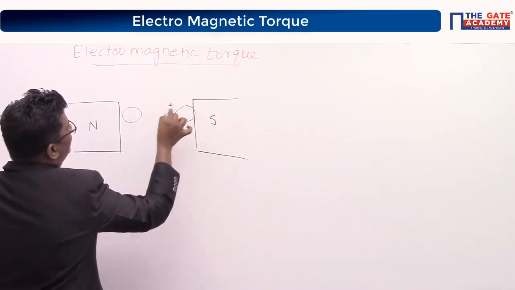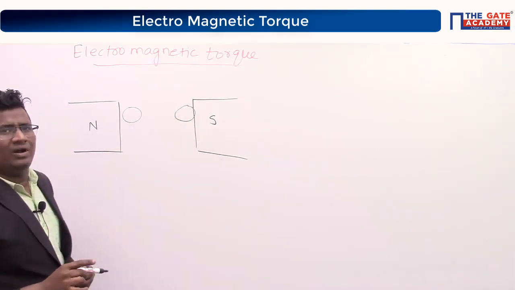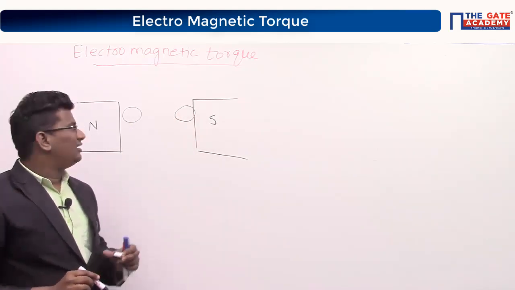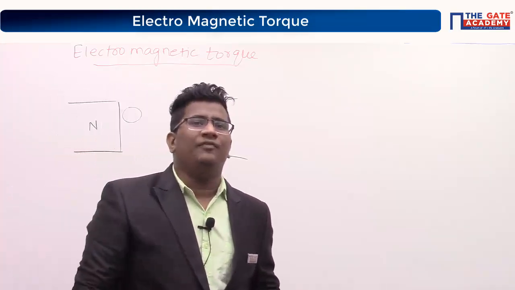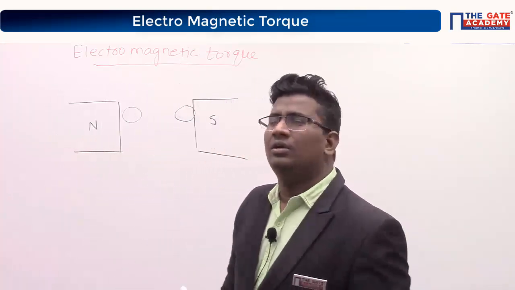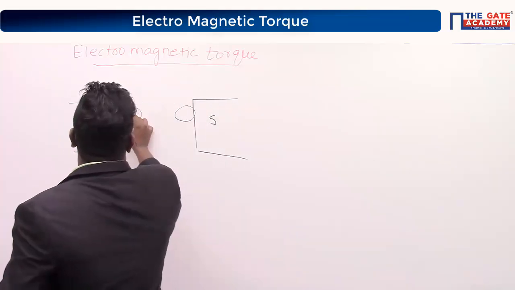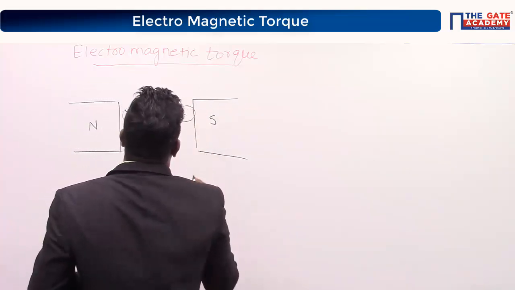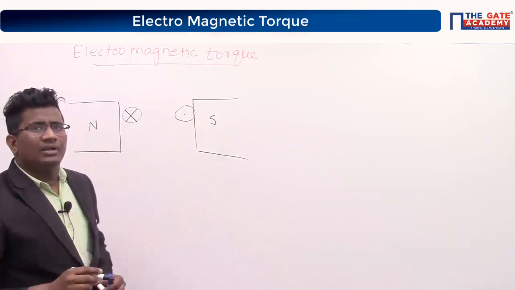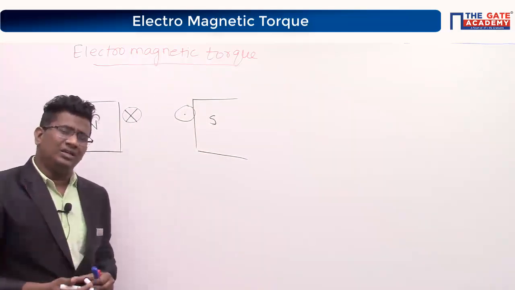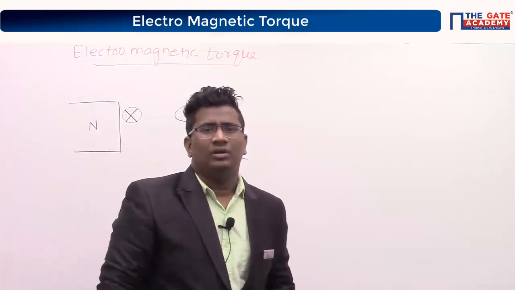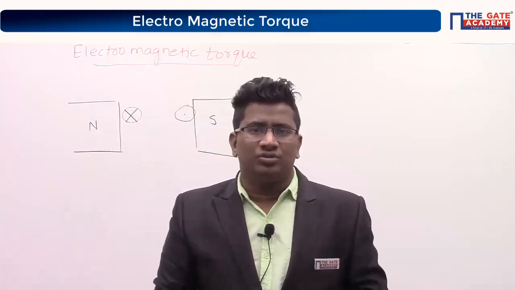2 conductors are there, 1 conductor under the north pole, another conductor under the south pole. Tell me, under the north pole, what is the polarity of induced EMF? Cross polarity. Under the south pole, dot polarity. This is the induced EMF, right? I hope you understand what I said. This is induced EMF. When the torque is produced, later we will talk about that.